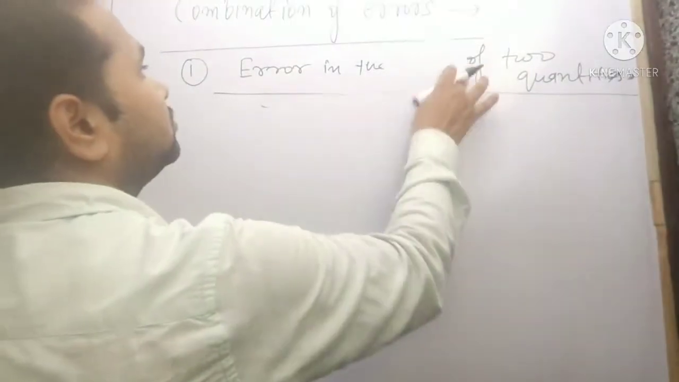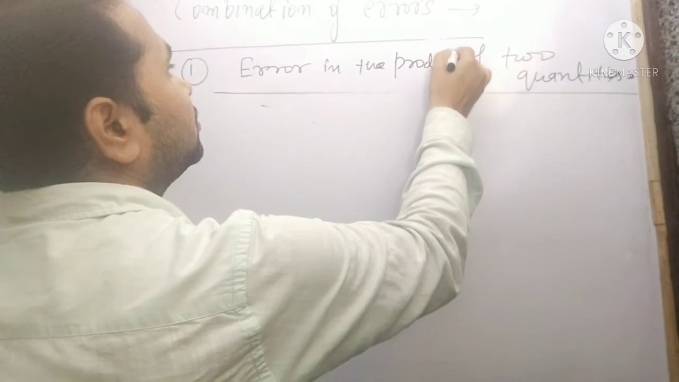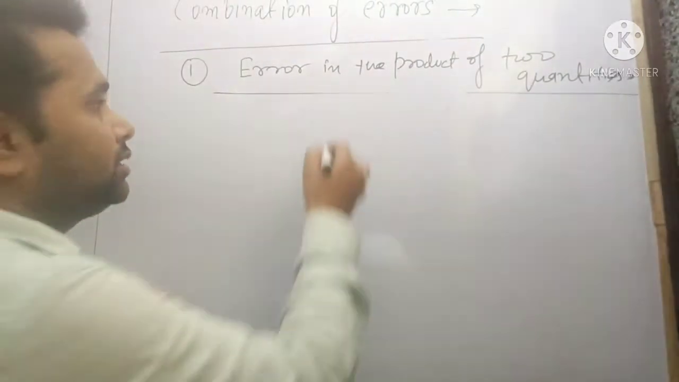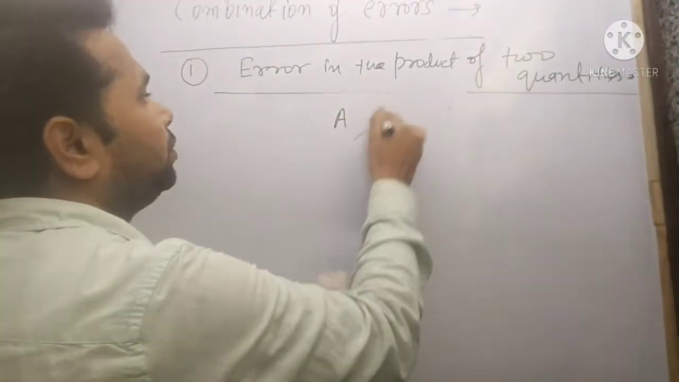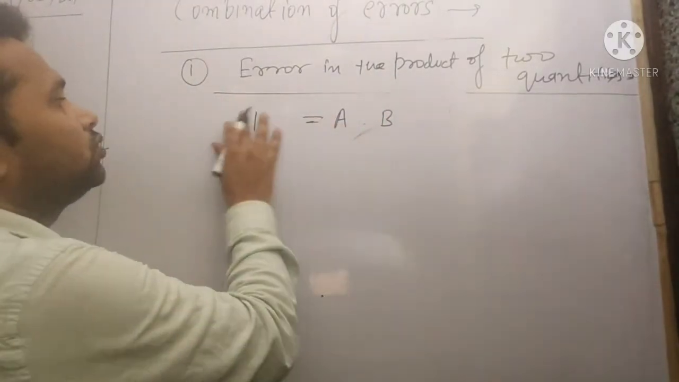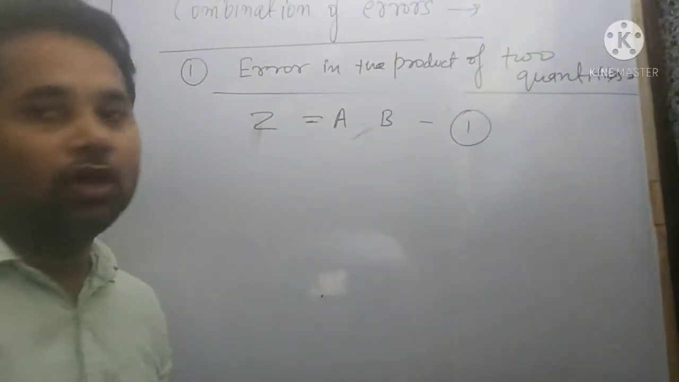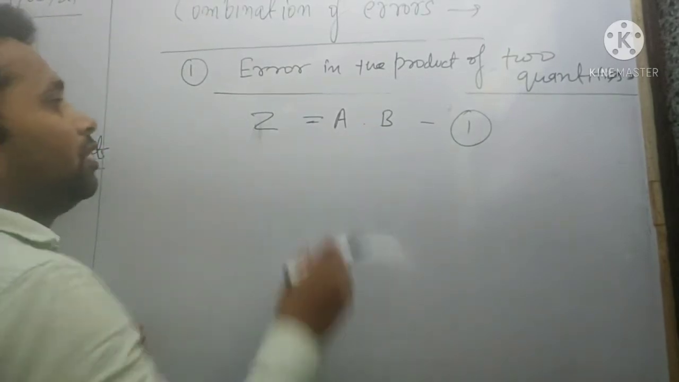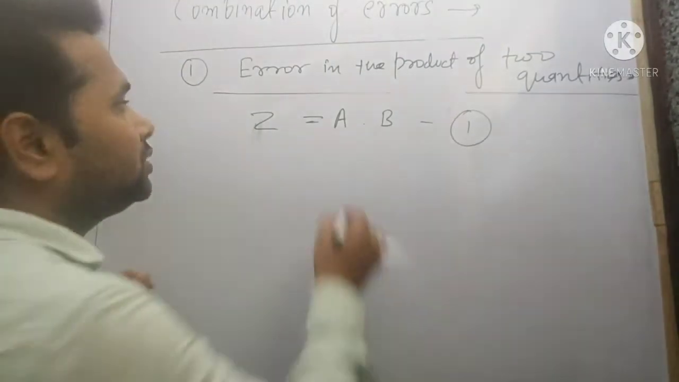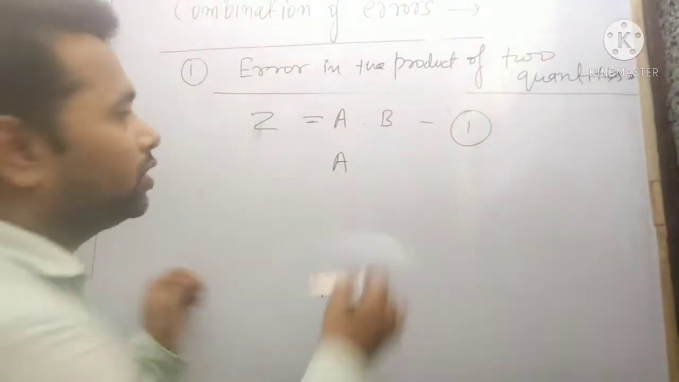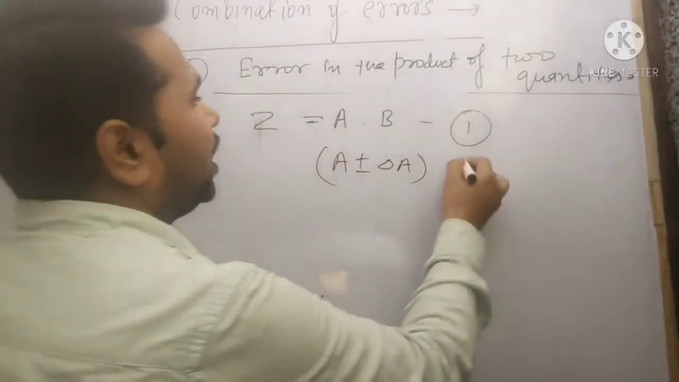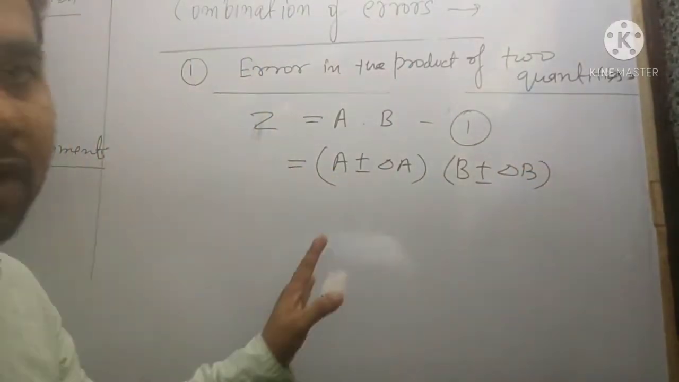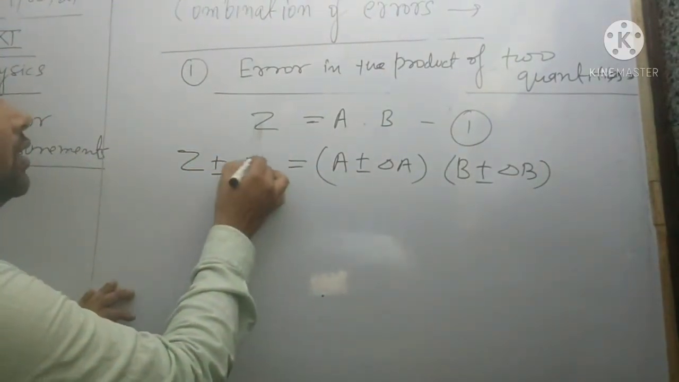That is in the product. Error in the product of two quantities. See here, suppose the first quantity is a, the second is b, and we are getting the product of these two, that is z. a and b are two actual quantities whose product equals z. The observed values, meaning measured values, will be a plus minus delta a and b plus minus delta b. The product of these two will also not be equal to z. It will have an error, that is delta z.